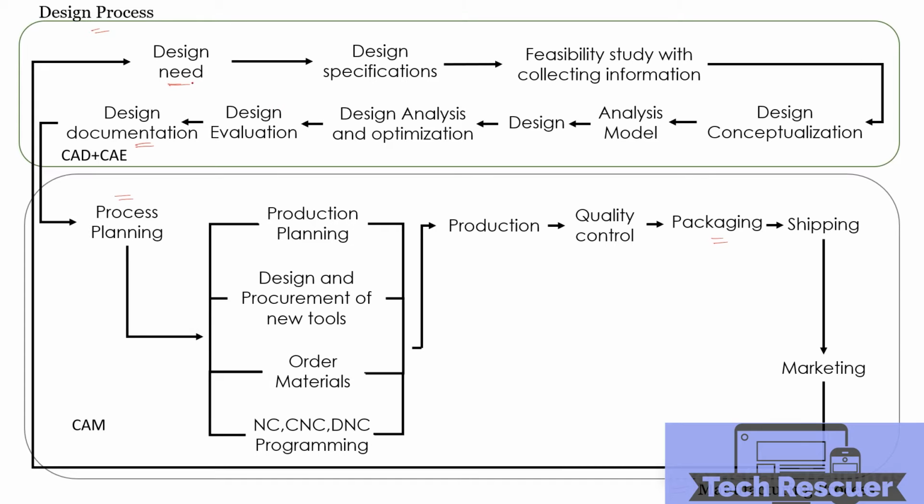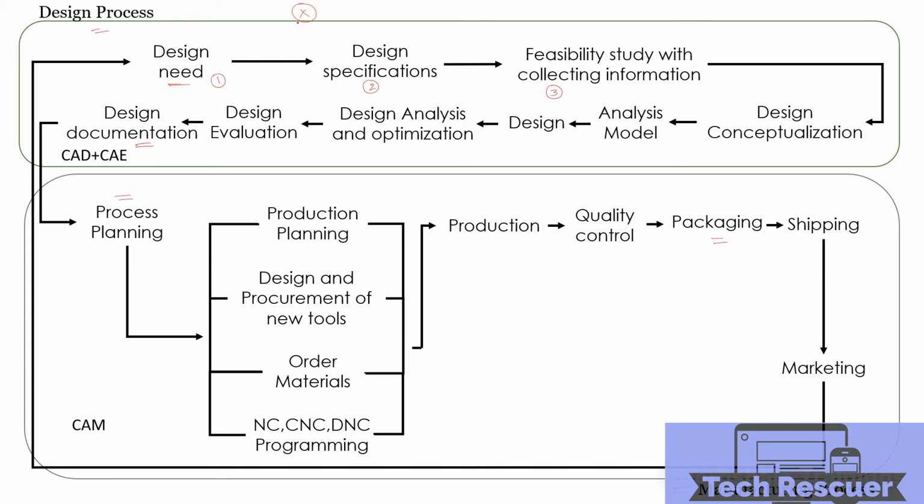Now coming to the design phase. In the design phase we have multiple steps. The first step is the design need. The second step is the design specifications, and the third step is the feasibility study. So what is design need? Let us say you want to design a product named X. You need to go into the market and study whether there is a need for the product X in the market or not.